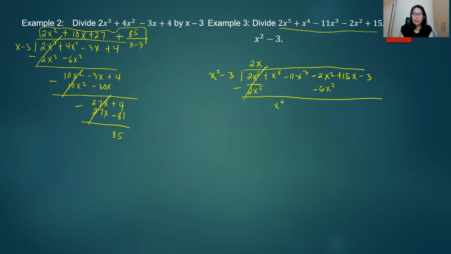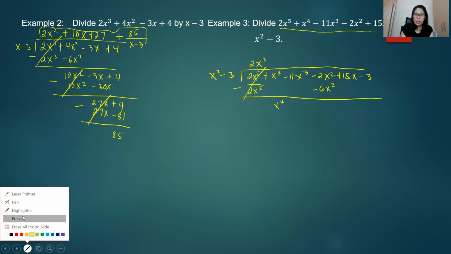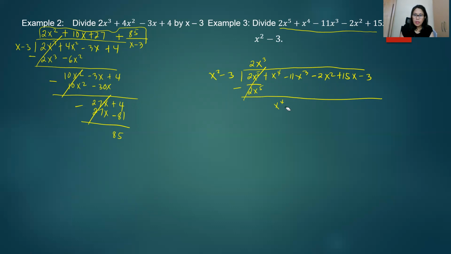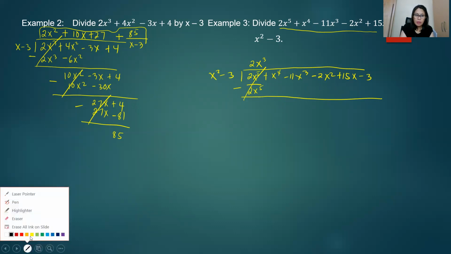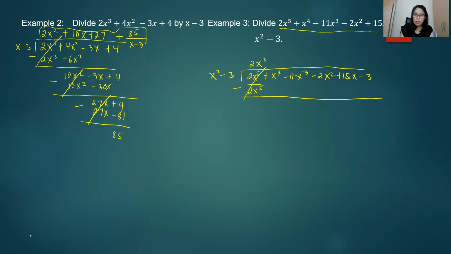5 here, 5 here. So this must be cube. So 2x cubed times x squared, we'll have 2x to the fifth, and then 2x cubed times negative 3, we have negative 6x cubed. So this must be placed on the degree 3 column. Okay, so this is negative 6x cubed.